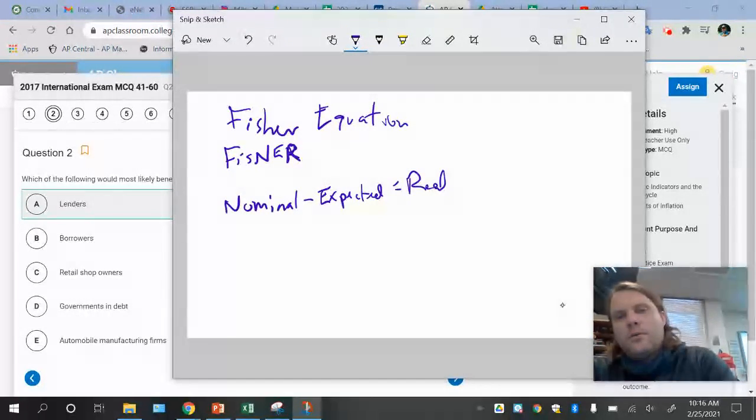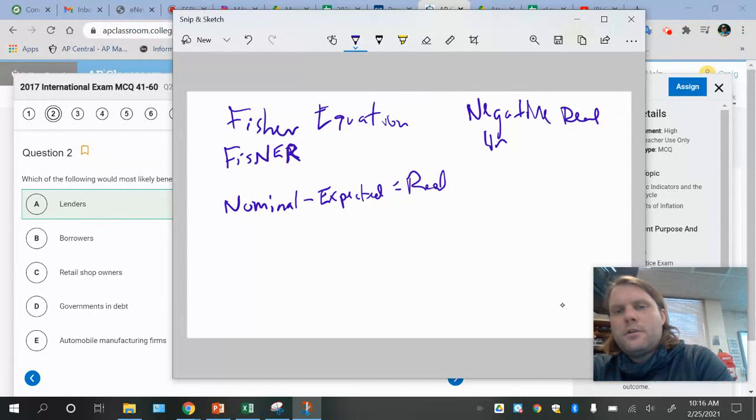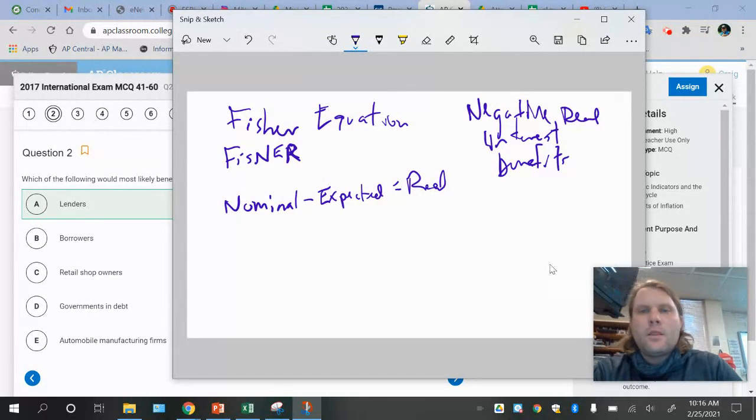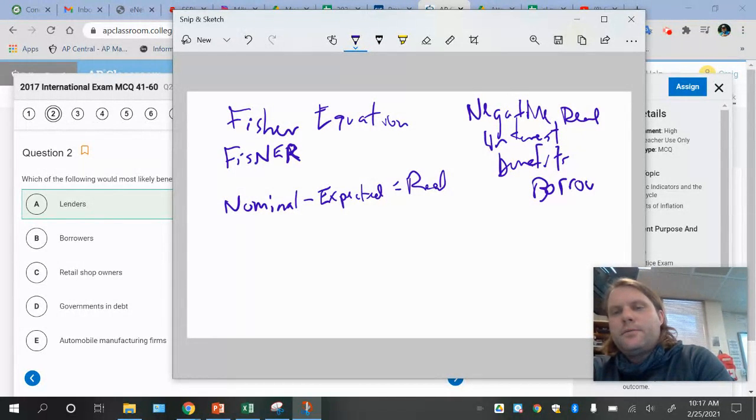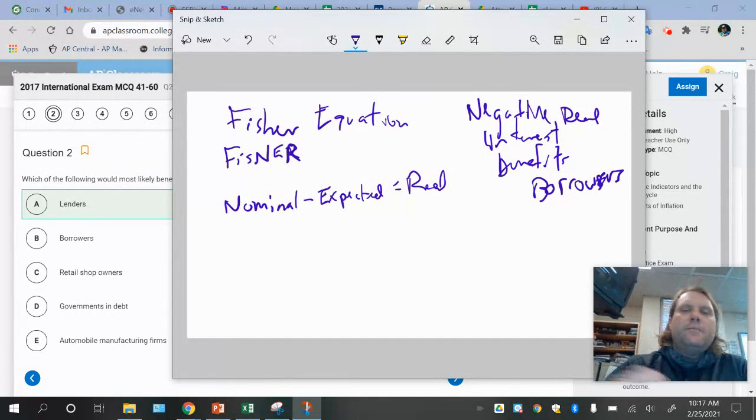Remember, borrowers, you and I are going to be affected by this real interest rate. And if we have a negative interest rate, that benefits borrowers. That means a positive affects lenders.